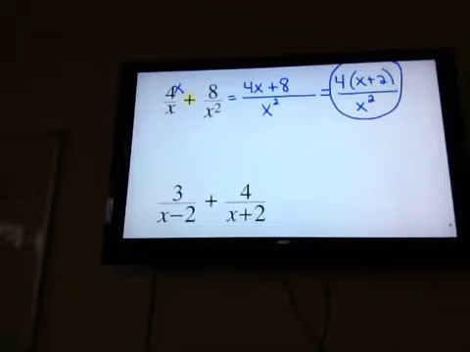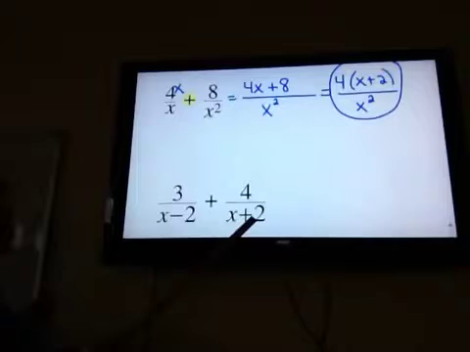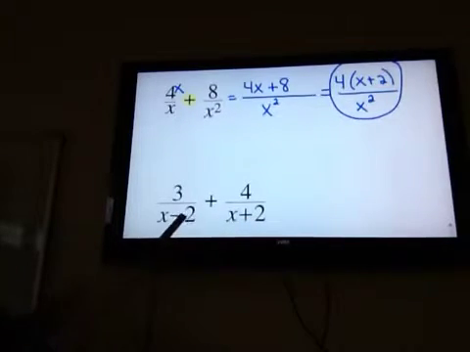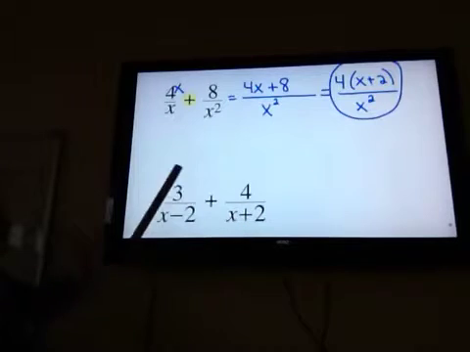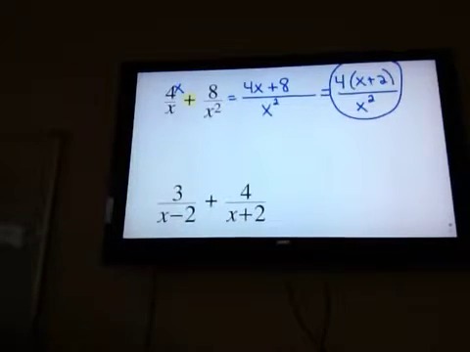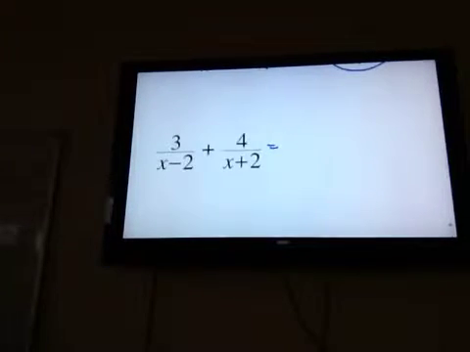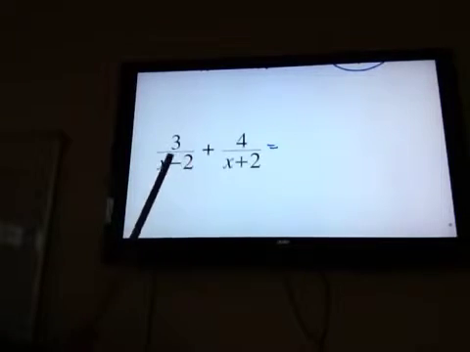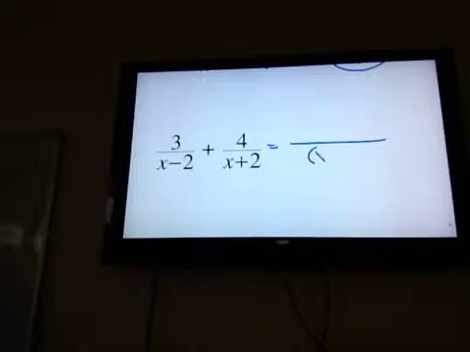Okay, next question. My denominators are x minus 2 and x plus 2. This would be like having 7 and 5. They look different, okay? They're not the same. They look a little bit alike, but they're not the same. So they're completely 2 different factors. So when I go to form my LCD, I need an x minus 2.